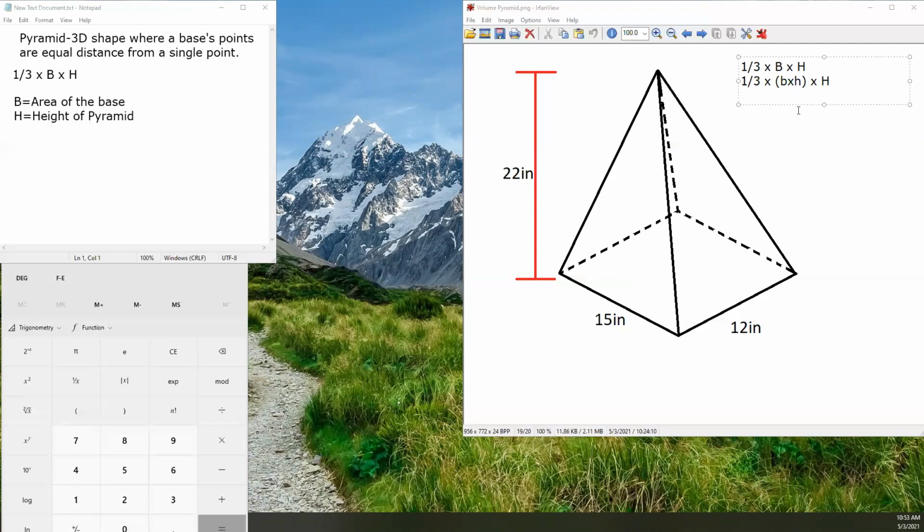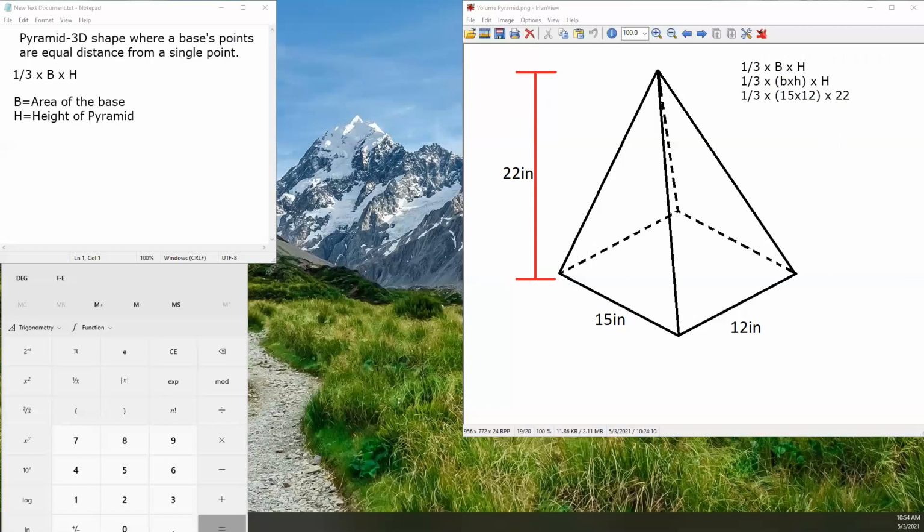Well, we can plug all our numbers in. 1 divided by 3 times, come to your base here, 15 and 12 are your sides. It doesn't matter which one you use. So we'll just go in order. 15 times 12 times, and then the height of the pyramid is displayed out here, right? So this is our height. It goes from the tip straight to the base, like the very point to the base. So we're going to use that as our height of our pyramid.